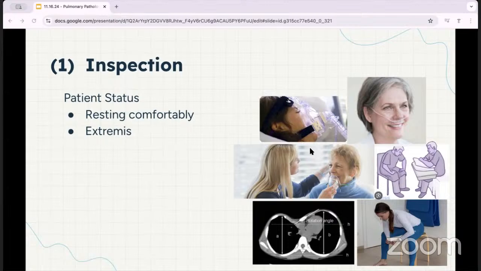If you Google images, this is the only image I could find for in extremis. You wouldn't want to take a picture of an actual patient in extremis, but the best way to symbolize it is a patient who really needs that vent support, that air support.